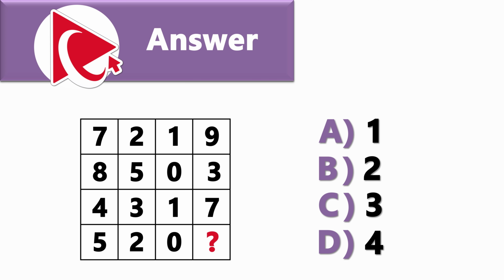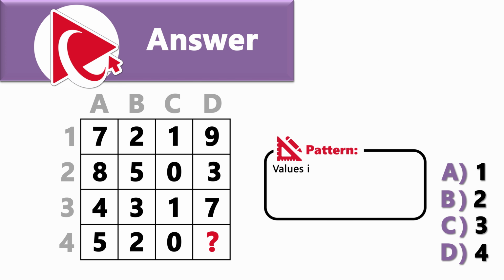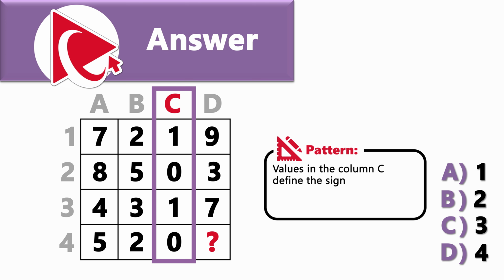To help us detect the pattern, let's break down the 4x4 matrix into columns and rows. Let's number the rows as 1, 2, 3, and 4, and let's number the columns as A, B, C, and D. What's unusual about this puzzle is that values in column C define the sign for the math operation. The value 1 is the equivalent of addition, and the value 0 is the equivalent of subtraction.